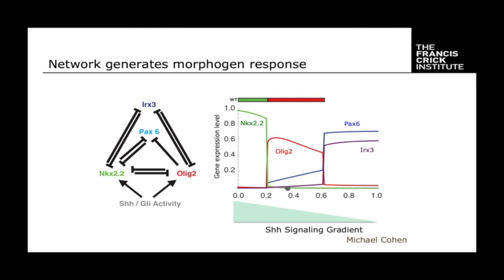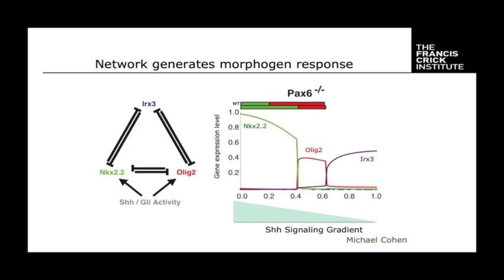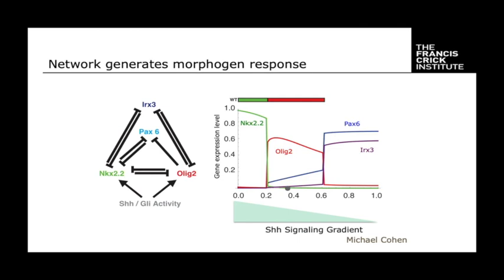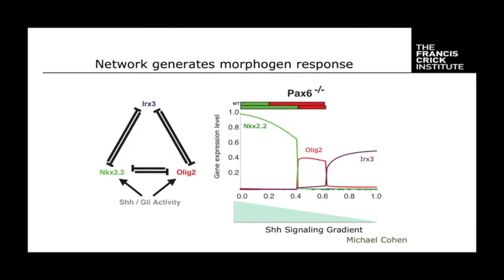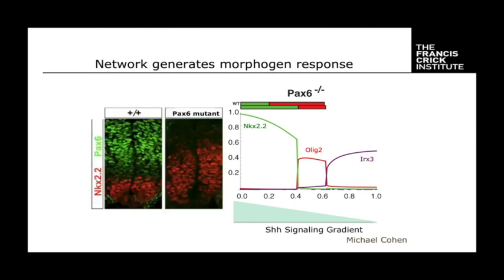And reassuringly, because this is what we asked the model to do, we see the expected pattern of gene expression. So a stripe of NKX2.2 at high levels of signaling, a stripe of OLIG2 at moderate levels of signaling, then the dorsal genes PAX6 and IRX3 where there's low or no hedgehog signaling. Moreover, if we simulate the genetic mutant, so for example, if we remove the PAX6 equation, then the simulation behaves appropriately. You see an expansion of NKX2.2 to lower levels of hedgehog signaling and a reduction in OLIG2 expression. And indeed, that's what I showed you, this expansion of NKX2.2 in the absence of PAX6.